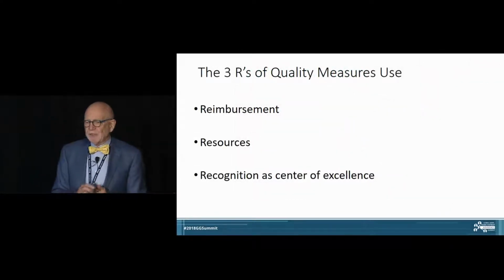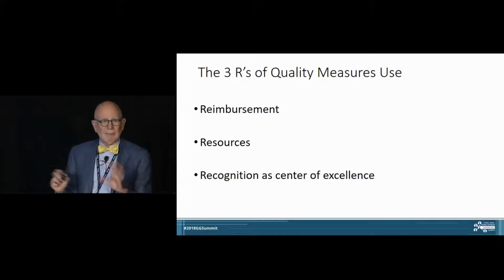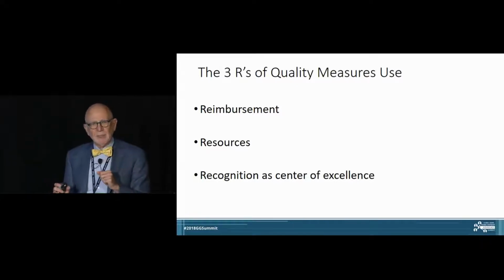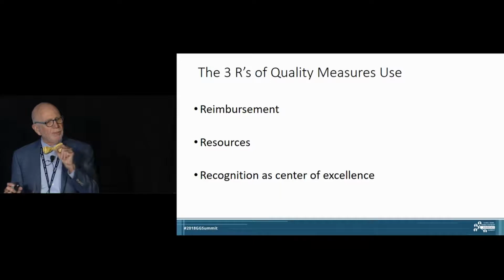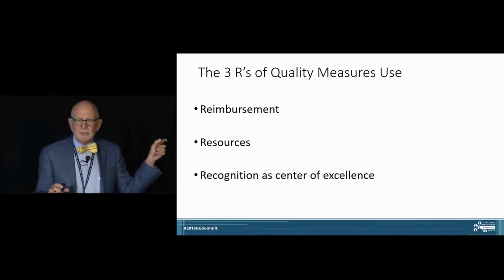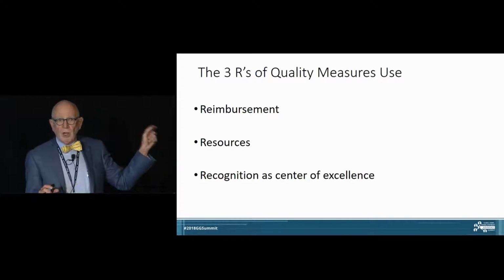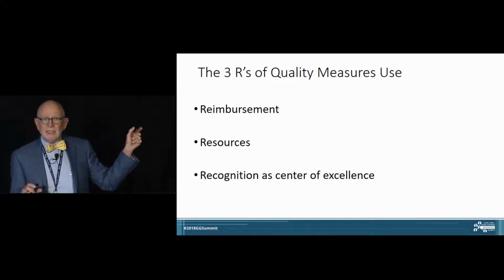The 3 R's of quality measure use. I made this up, so don't take it to heart. What are quality measures used for? First of all, it's a new reimbursement scheme. You've got to show quality or you don't get paid. That's fairly powerful.